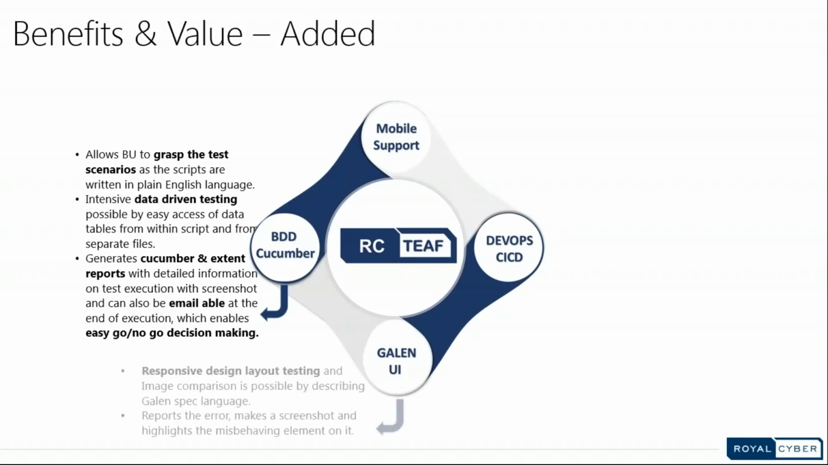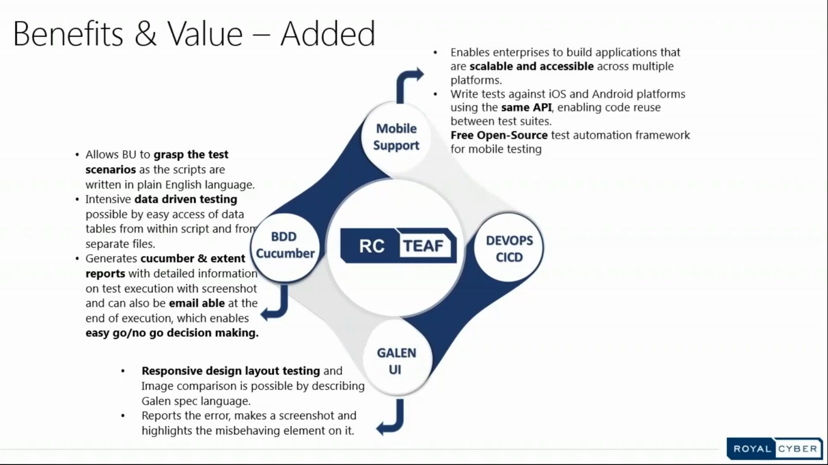And that, without mentioning, you can understand all the benefits that come with that. With Galen UI, you no longer have to have that part of activity as a manual test. You can automate that aspect as well, saving a lot of time and creating a lot of productivity out of it. Mobile support. So a lot of applications now have a mobile version.